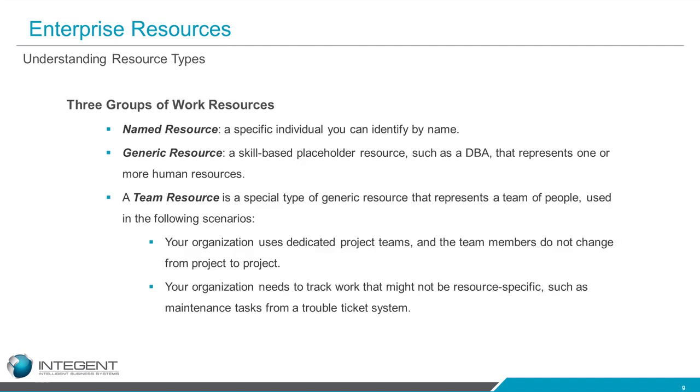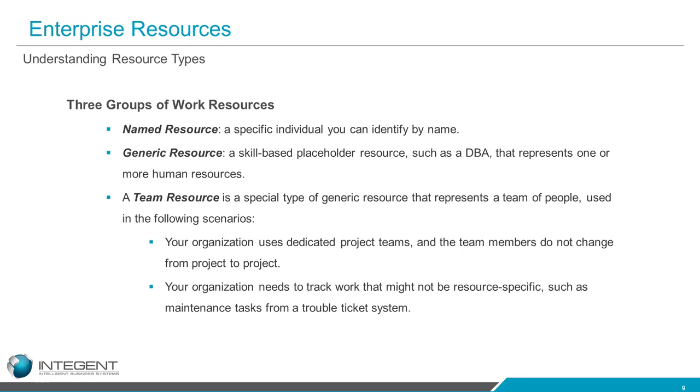Okay, so let's circle back to the three groups of work resources that I mentioned briefly, all right? So when we were looking at that first slide, we were talking about work resources. And again, those include your named resources, which is an actual person that has been added to your enterprise resource pool. Generic resources, again, are the skill-based placeholder that you're using.